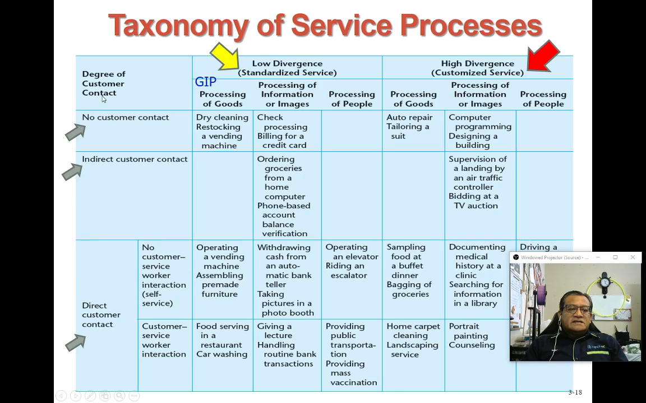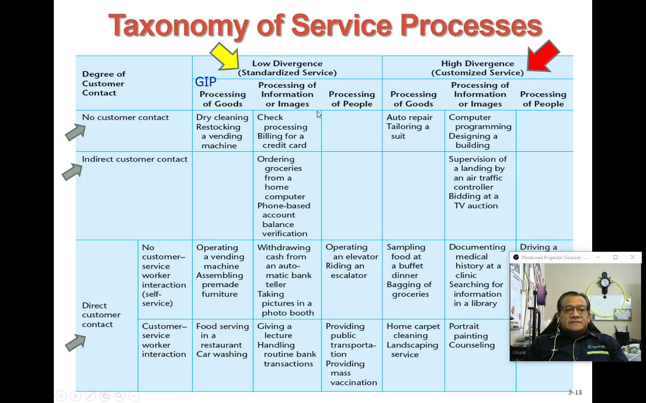Okay, the degree of customer contact: whether no customer contact as the first category, indirect customer contact as the second category, or direct customer contact as the third category. Even direct customer contact has two categories. So on this low divergence and high divergence axis, you could see that it is focusing on the goods or the service being delivered, and it is also focusing on the information that needs to be acquired in order to deliver the service. And the third part is the people, processing of the people.